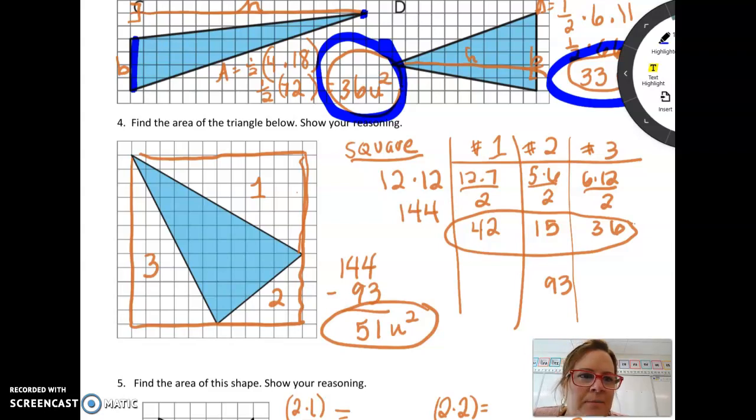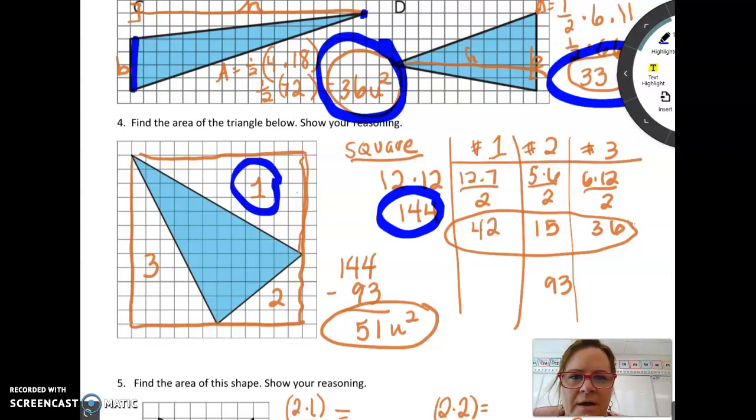So we have to use another strategy. The strategy that I'm using here is to surround that triangle with a square, and then I'm going to subtract the areas of triangles 1, 2, and 3. So you see what I did here? I found the area of the square. It's a 12 by 12 square, so the area of the square is 144. Then I found the area of triangle 1. Triangle 1 is going to be half of a 5 by 6. No, that's not true. Triangle 1 is half of a 12 by 7, and 12 by 7 is 84, so half of that is 42.